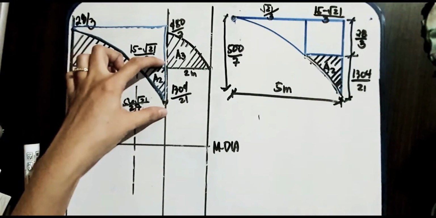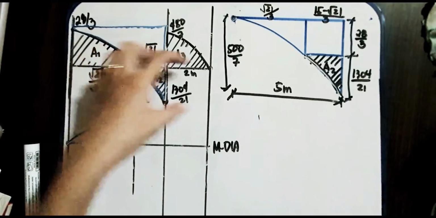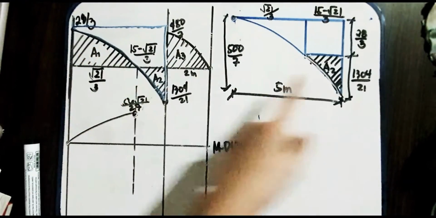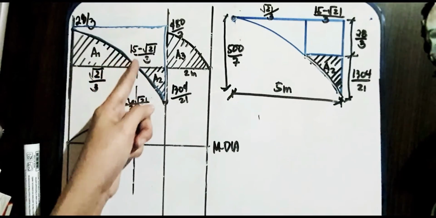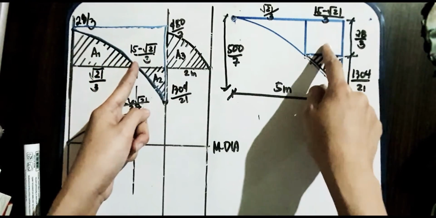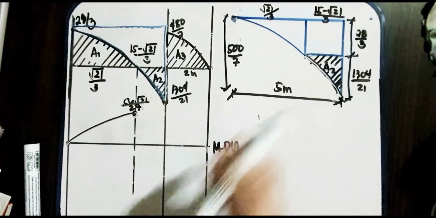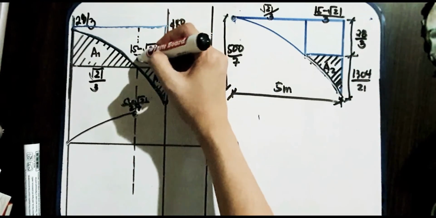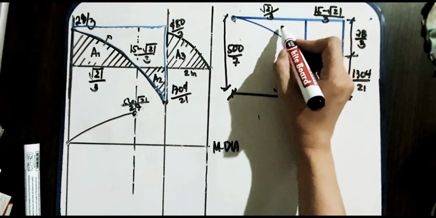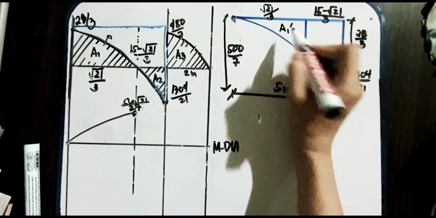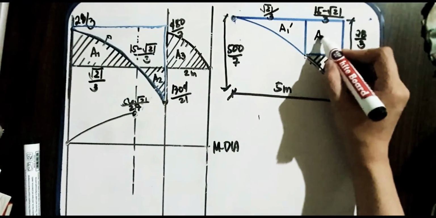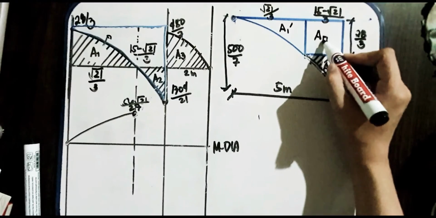Ito naman, 1304 all over 21 is same with this. Itong area na yan, and then ito, kinuha ko siya, and then that one. So, ito yung parang taas ng A1 natin. So, kung ilalagay ko yan dyan, ito yung taas ng A1. So, pwede ko ilagay na A1 prime. Ito ay area of a rectangle natin.